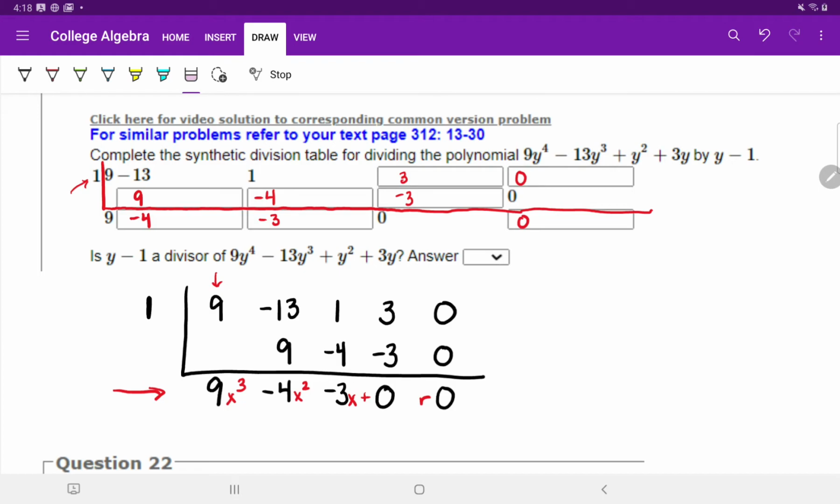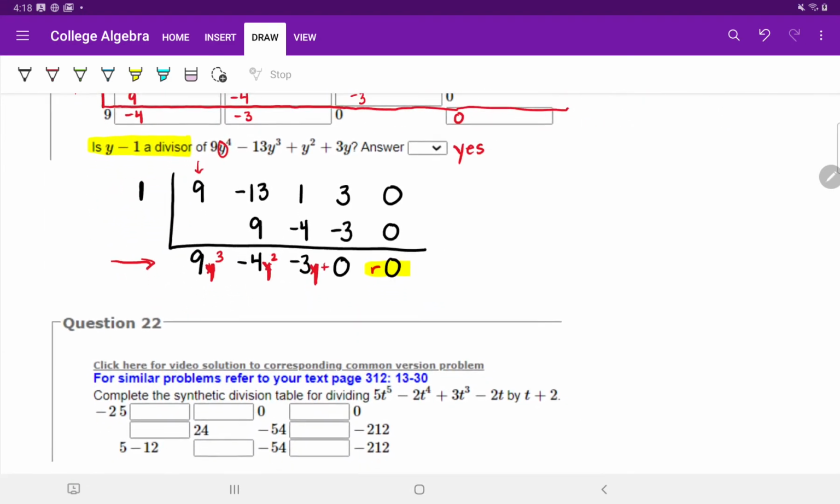And I just realized that I got all of these wrong because we weren't working with x, we were working with y. So these should be y cubed, my bad, y squared, and y. So the point of doing this for this particular question is because they asked us if y minus 1 is a divisor of our polynomial. Well, if something is a divisor, that means that when you divide, you don't get a remainder. So if you end up with a remainder 0, the answer is yes, this is a divisor. You get a nice, neat answer with no remainder when you divide. So the answer is yes.